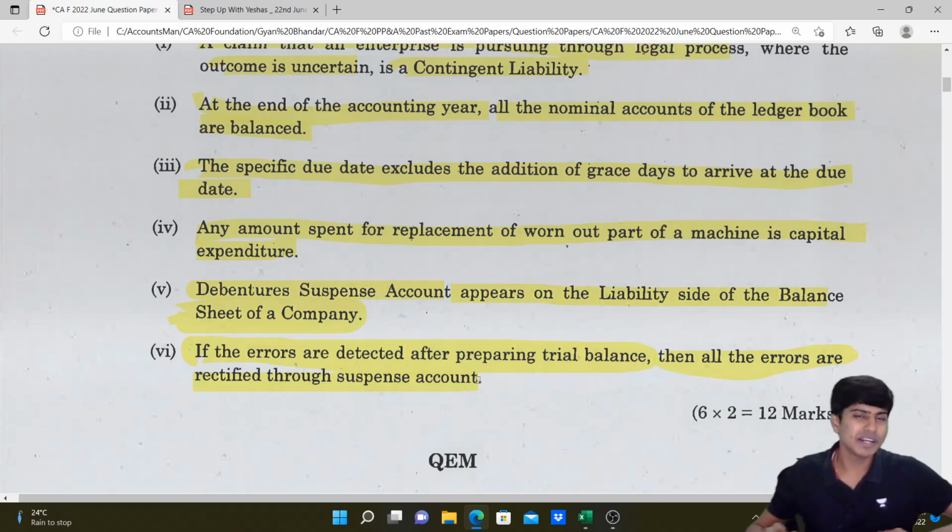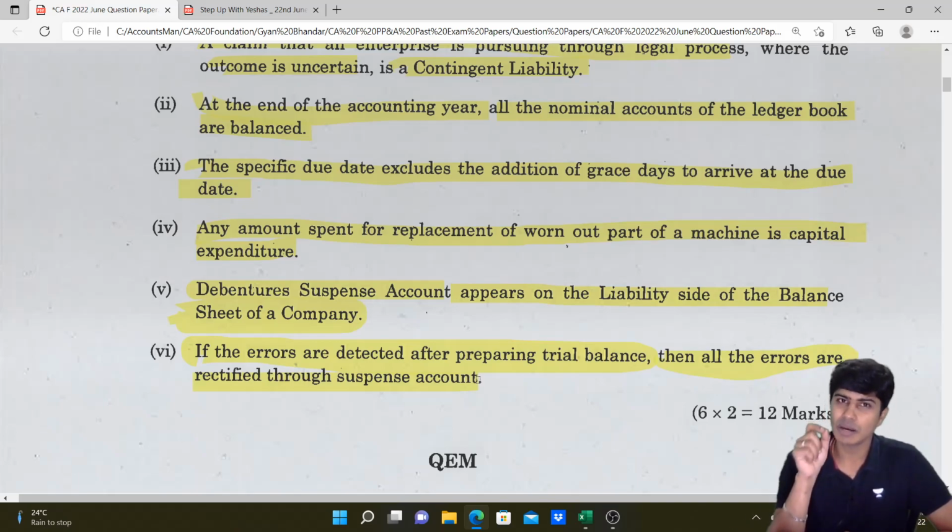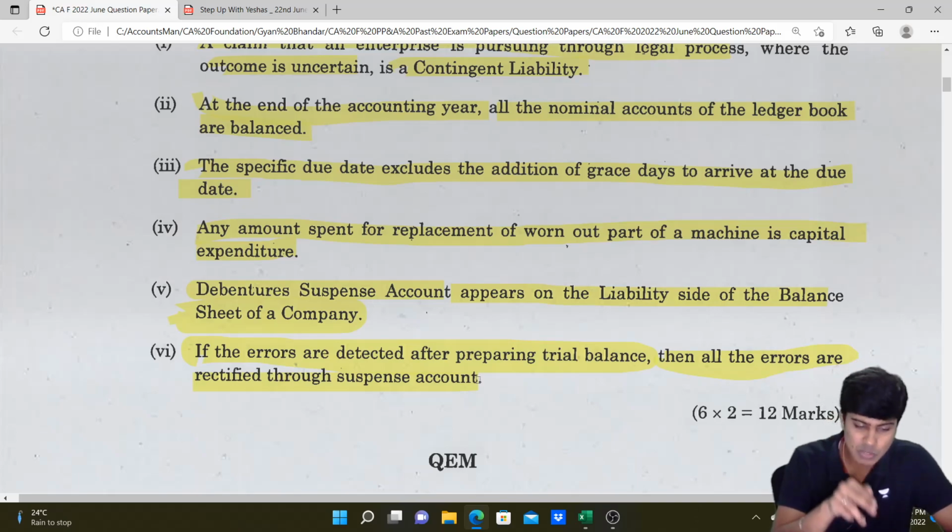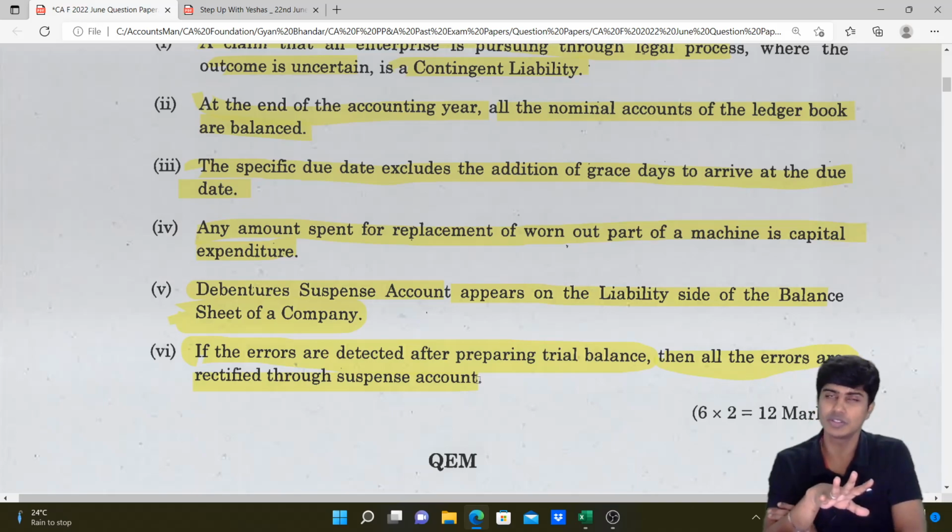Why? It's pretty simple, guys. Suspense account comes into picture because trial balance doesn't tally. In this question they've told, after preparing trial balance. So suspense account will come when the trial balance doesn't tally.